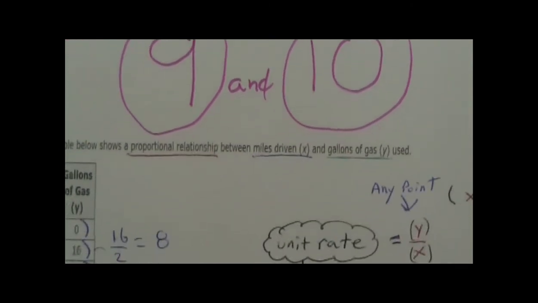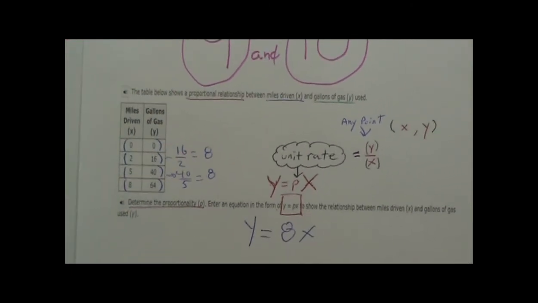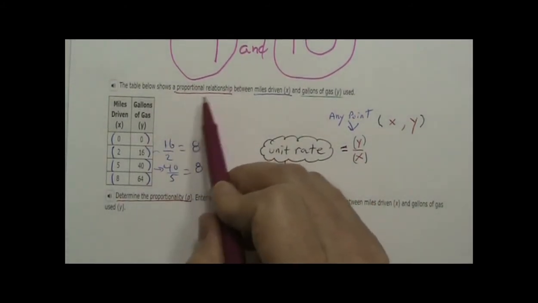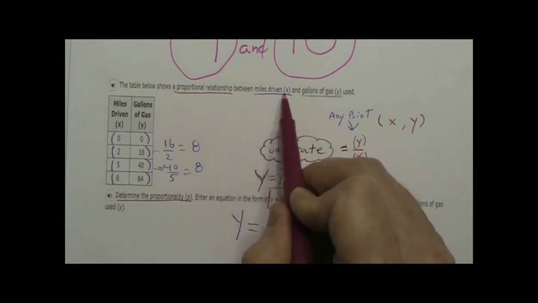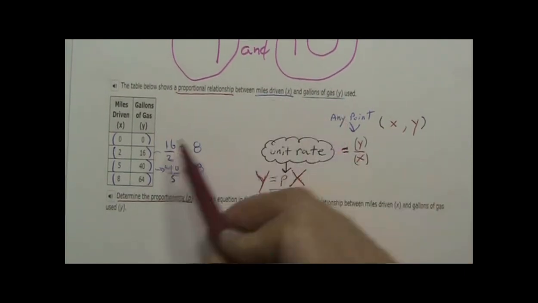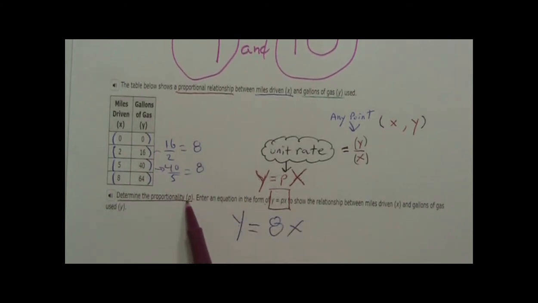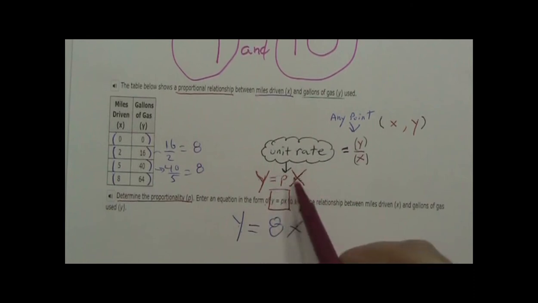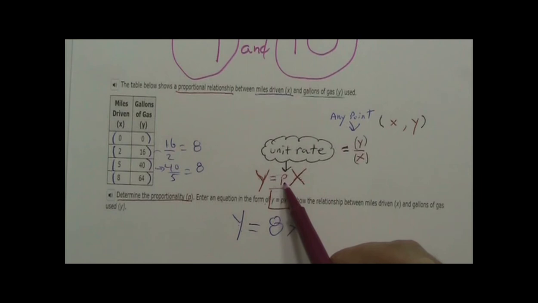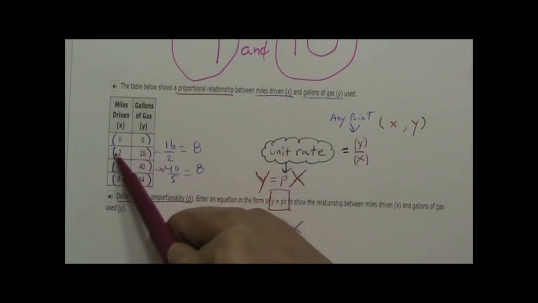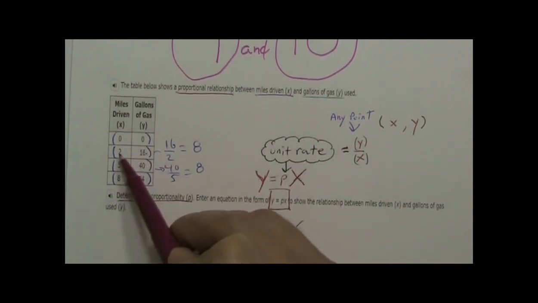All right, number 9 and 10, they're both the same type of problem. So we'll do it one time. It tells you it's a proportional relationship, and it wants to know how many miles driven versus how much gas. All right, and so it wants to know, determine the proportionality and enter it in the form of y equals something x, right? That's basically the unit rate.